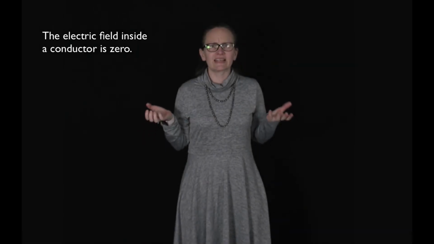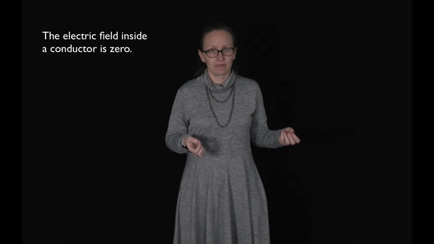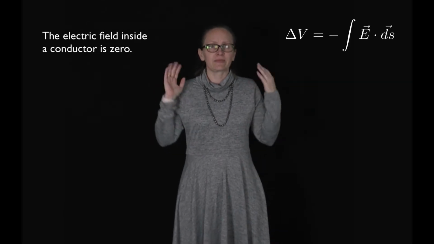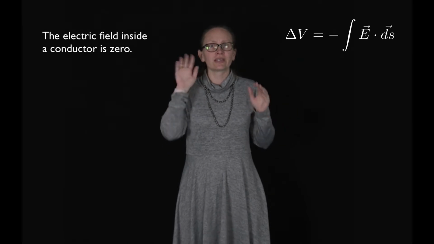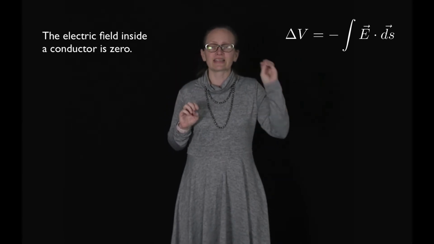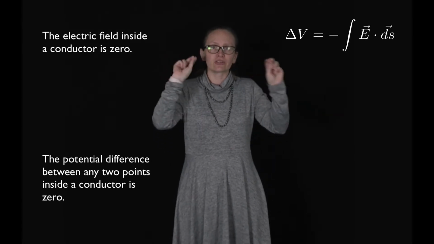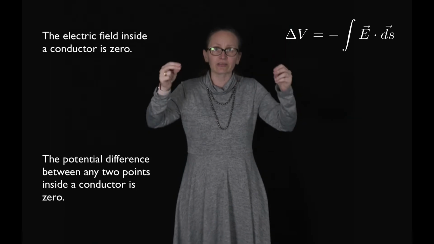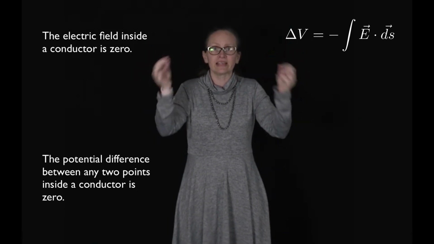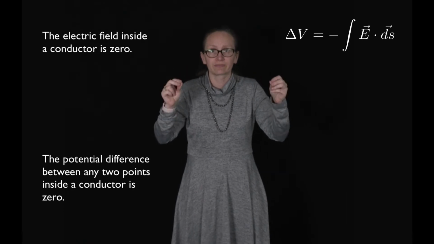So we've seen that the electric field inside a conductor is always equal to 0. We've also seen that the potential difference between 2 points is related to the electric field through ΔV equal to minus the integral of E dot ds, which tells us that the potential difference between any 2 points in a conductor where E is 0 is 0. So there is no potential difference between any 2 points inside a conductor.